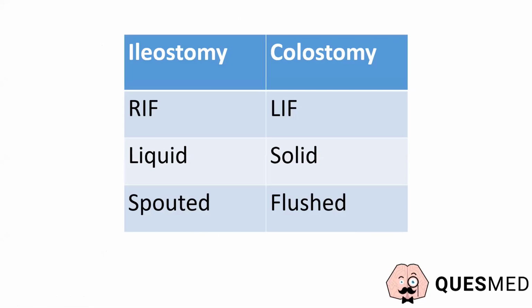A colostomy, by comparison, tends to be sited in the left iliac fossa, has more solid contents, and isn't as spouted. These are your answers that you need for your exams, but in real life, there is some variability, and that is purely based on where the surgeon can bring the colon out or the small bowel out most easily. But generally speaking, ileostomies are in the right iliac fossa and colostomies are in the left iliac fossa. So next slide.